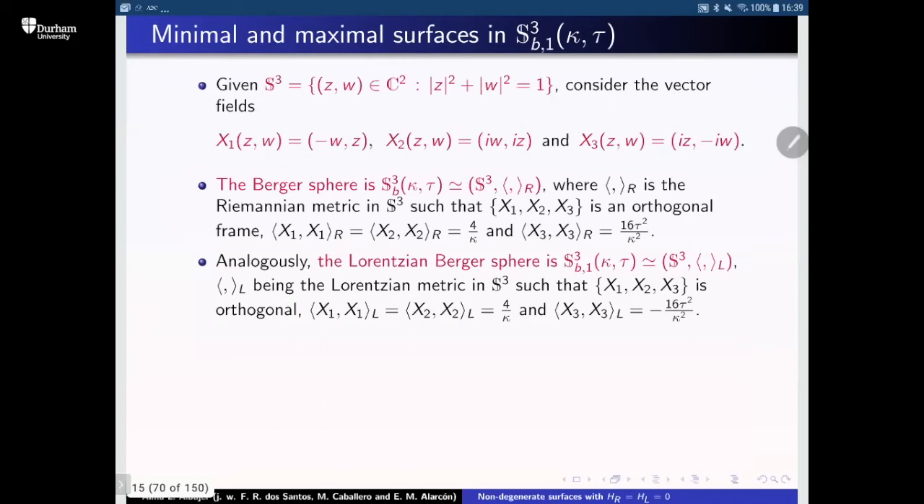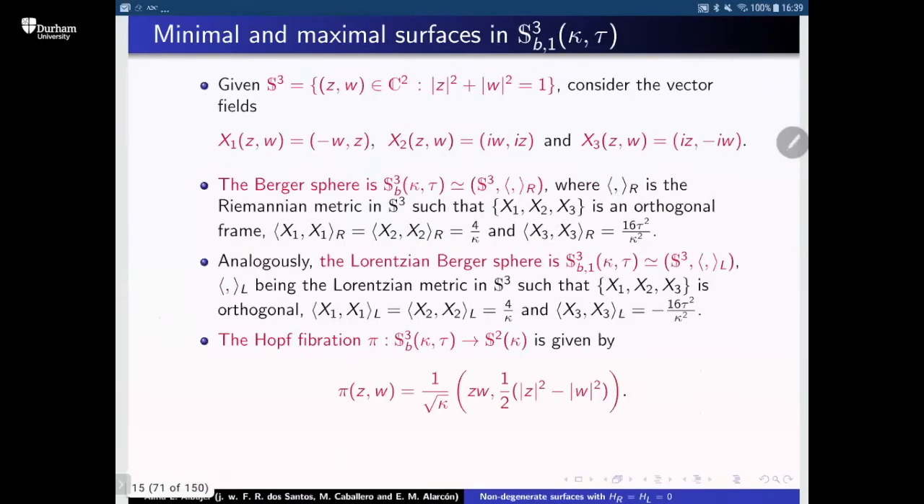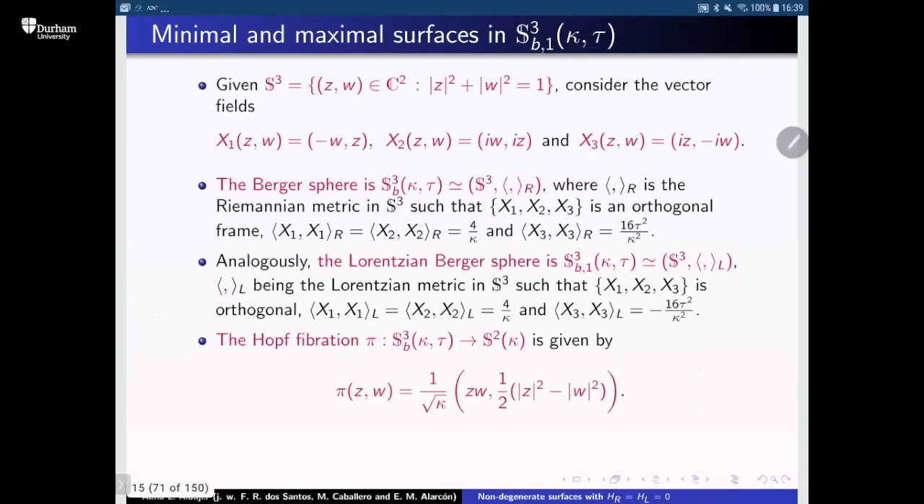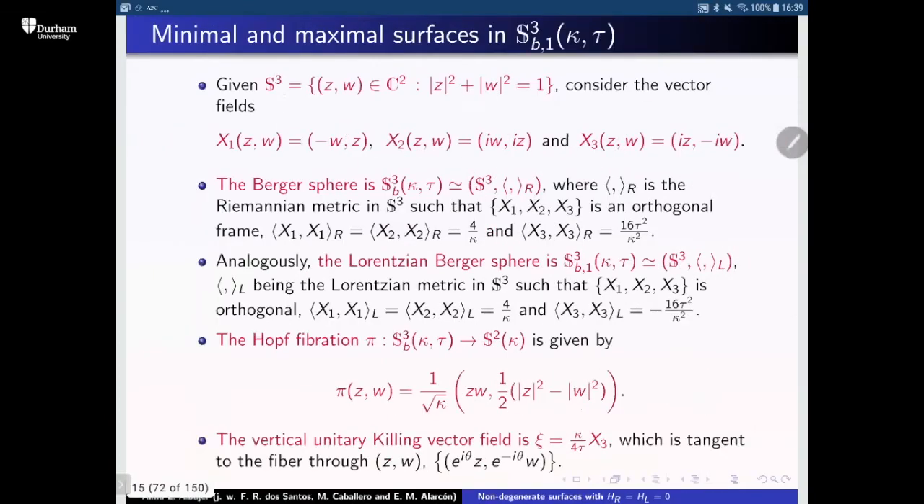If we consider the same construction, but asking the third vector to be timelike with the same norm, we will have the Lorentzian Berger sphere. The Hopf fibration is well known, and has this form here. And the vertical unitary Killing vector field to the fibration is just the normalization of the vector field x3.